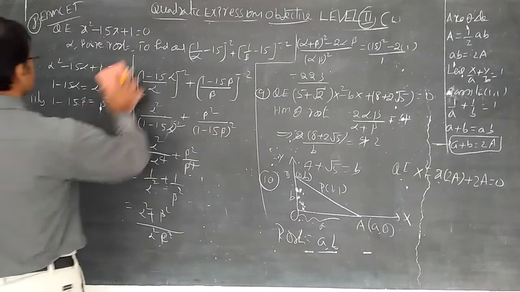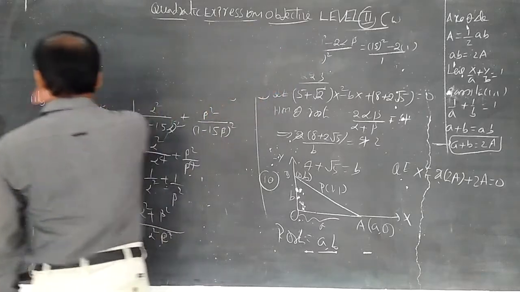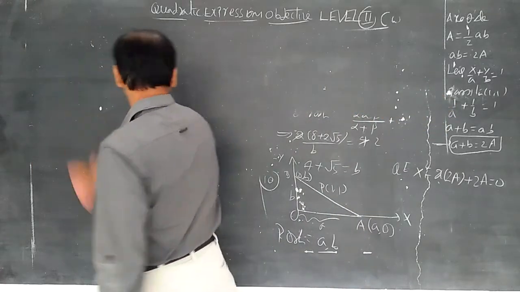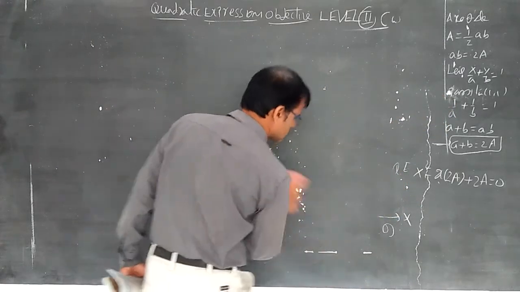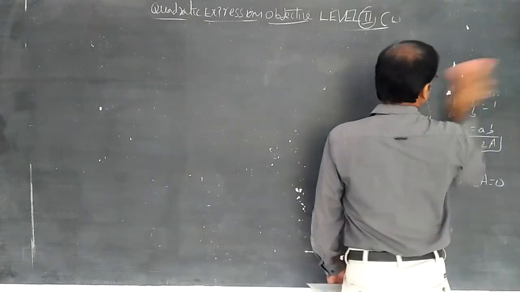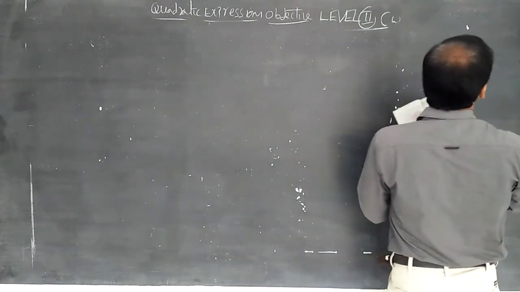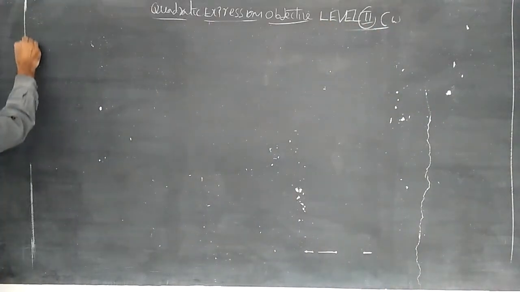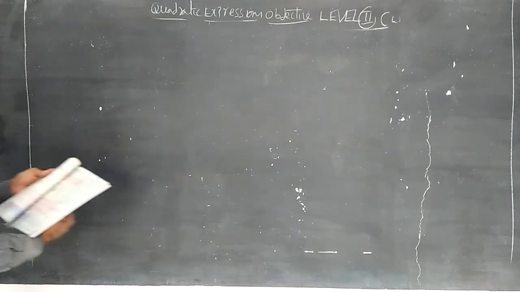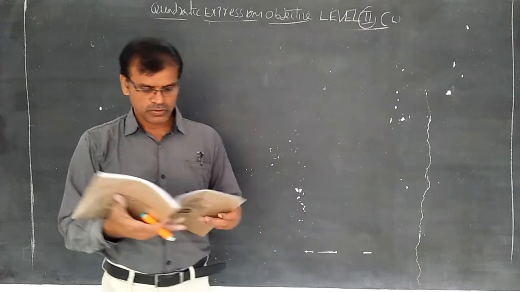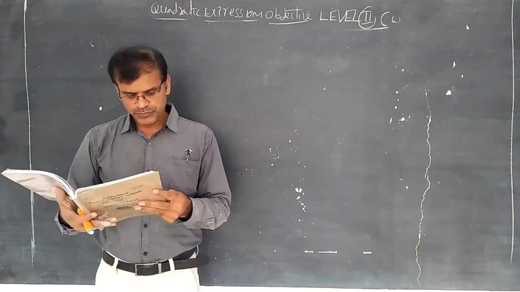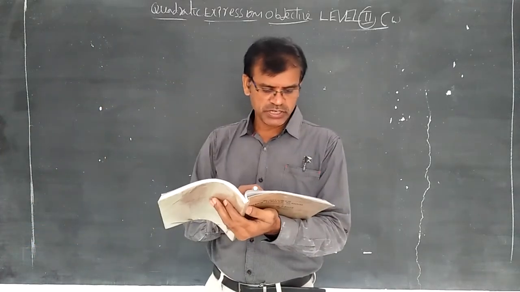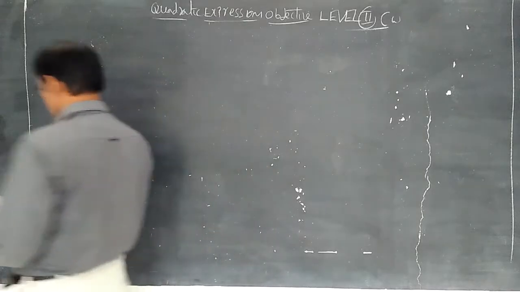Now 11th question. One root of x square plus bx plus 12 equal to 0 is 4, while the equation x square plus bx plus q equal to 0 has equal roots, then what is q?